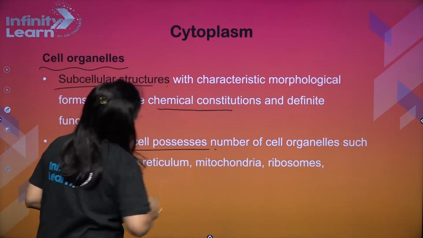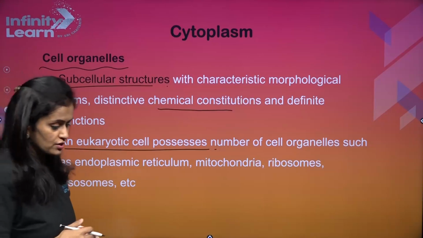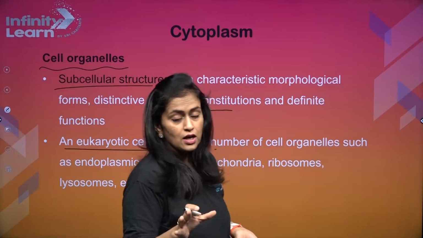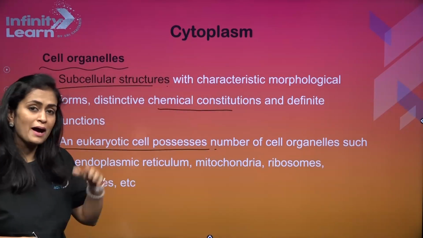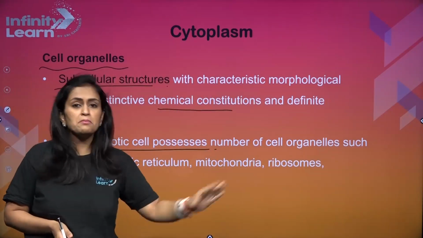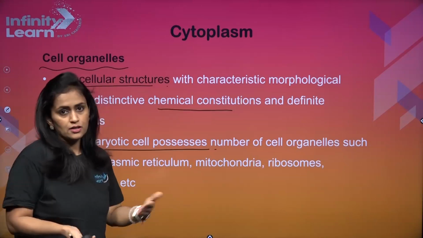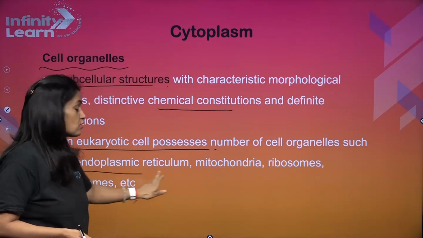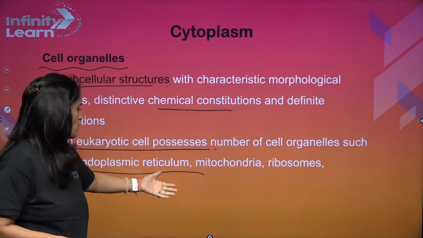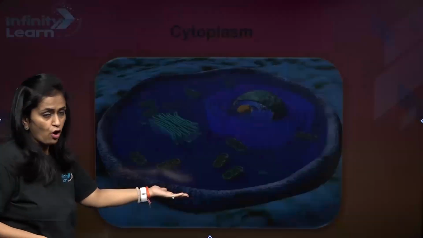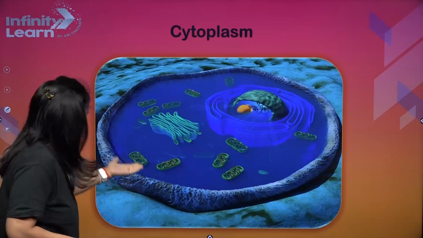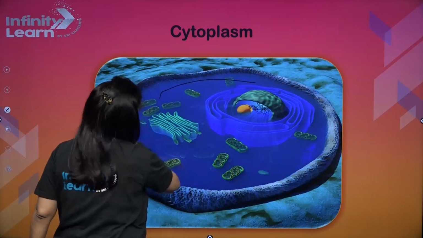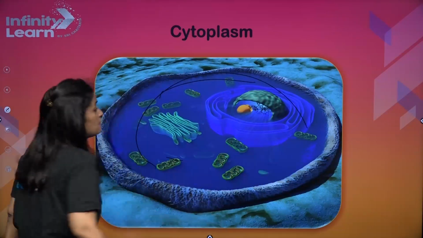The eukaryotic cells have the cell organelles. It's not present in the prokaryotes, isn't it? Prokaryotic cells, that means the bacterial cells, do not have any membrane-bound organelle and hence no cell organelles. What kind of organelles? We will talk about this: endoplasmic reticulum, ribosomes and all of those things. All of those things are embedded where? In the cytoplasm.